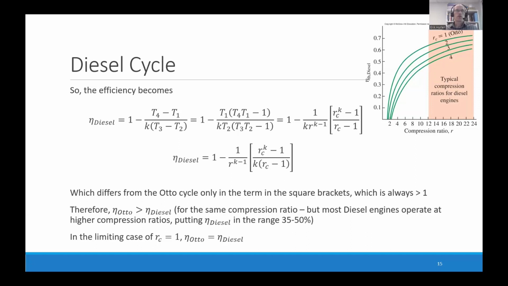However, diesel engines generally operate at higher compression ratios than those using the Otto cycle, usually in the range of 12 to 24, which means that the thermal efficiencies of diesel engines are generally higher than those of the Otto cycle, in the range of 35 to 50%. When the cutoff ratio is 1, the efficiencies of the Otto cycle and diesel cycle are equal. Note that this actually corresponds to V3 equals V2, which reduces to a constant volume process.